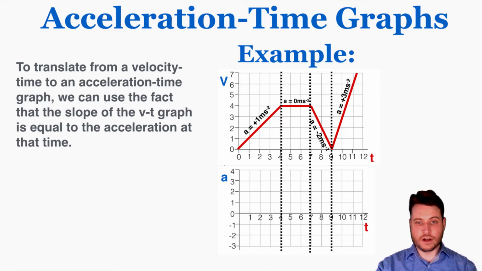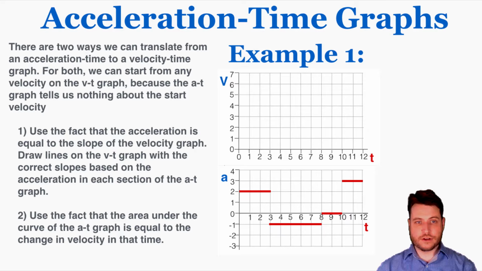So the first part is a constant acceleration of 1. The second part is a constant acceleration of 0. The third is a constant acceleration of -2. And the last part is a constant acceleration of +3. So that's what the acceleration time graph would look like for that velocity time graph.